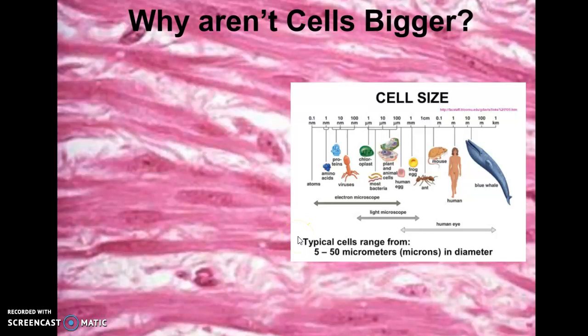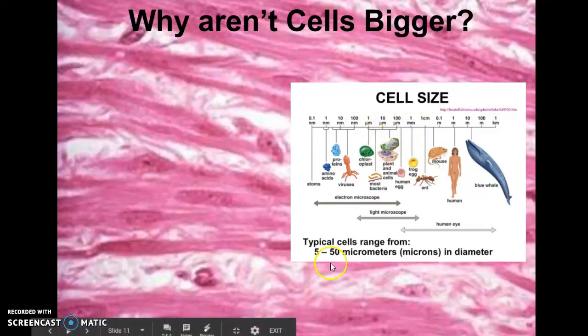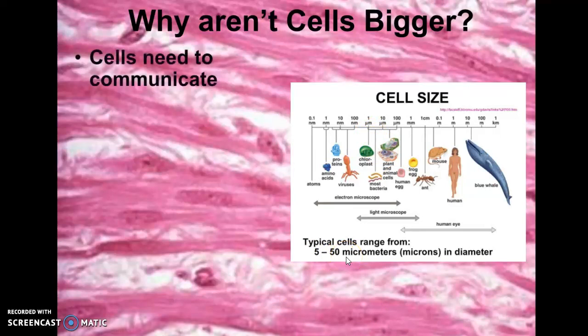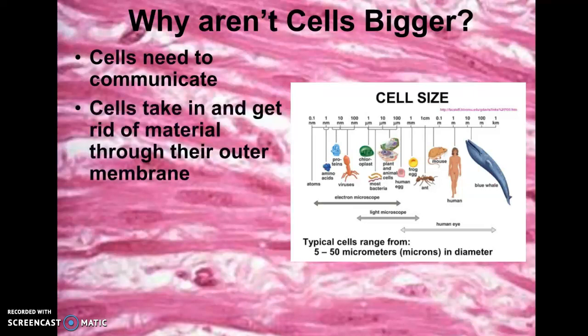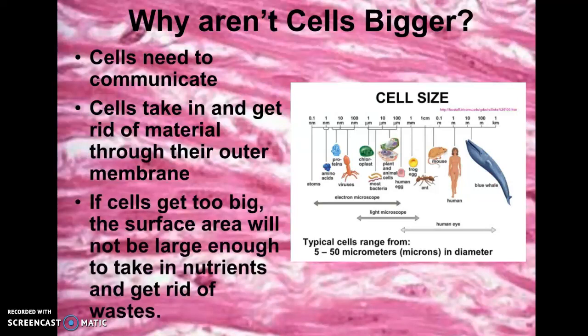But the big question is, why aren't cells any bigger than they are? If you look at this diagram here, the biggest cell is a frog egg cell, and it's like 1 millimeter, but the rest are much, much smaller. So what's keeping them in the 5 to 50 micrometer in diameter range? Well, we know that cells need to communicate, and we know that they take vital material in and get rid of waste out of their cell membrane. So the problem is, if cells get too big, their surface area isn't going to be enough to meet the needs of the volume of the cell. So they won't be able to take in enough nutrients and waste.